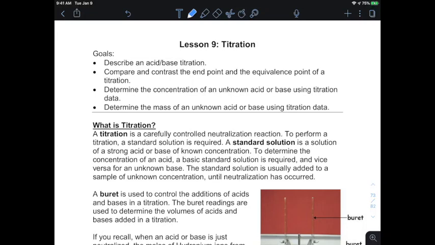Hello everyone, this is lesson 9 of acids and bases. This is possibly the most useful and important lesson of this course, at least as far as university experiments go.